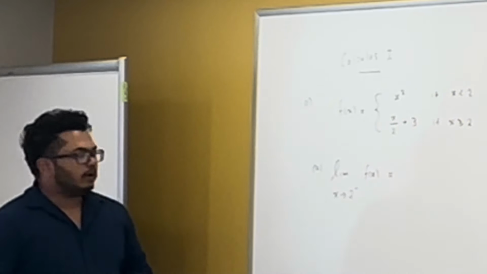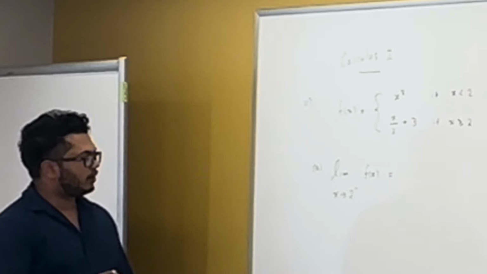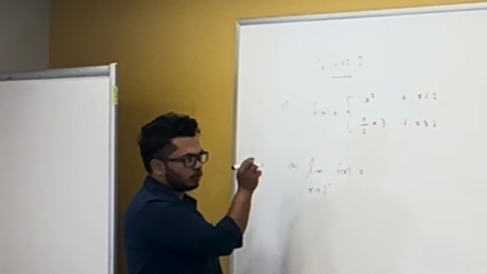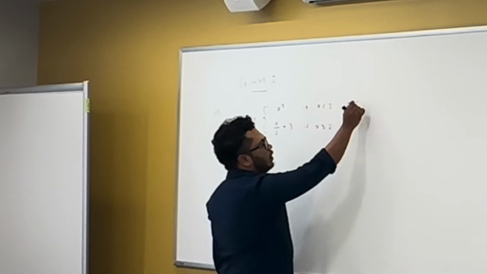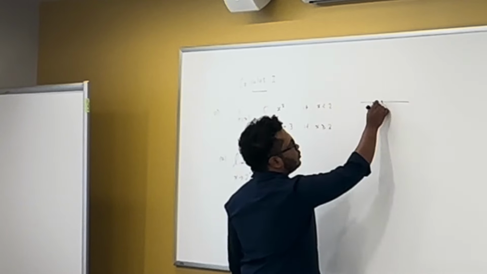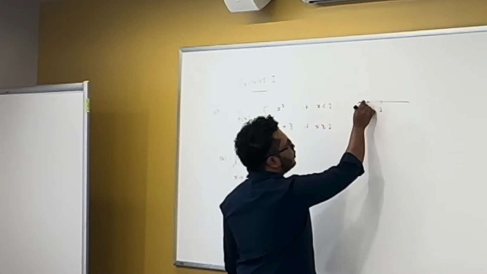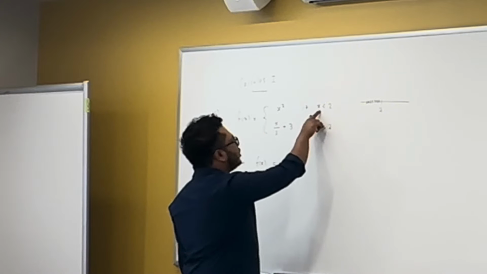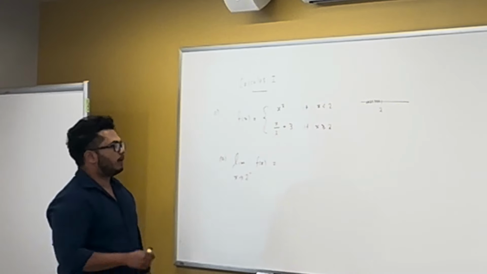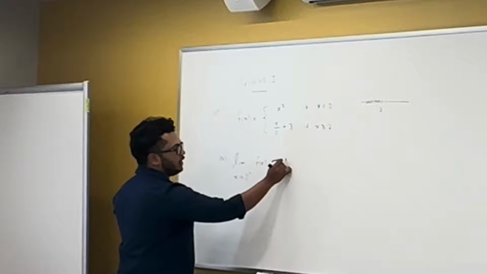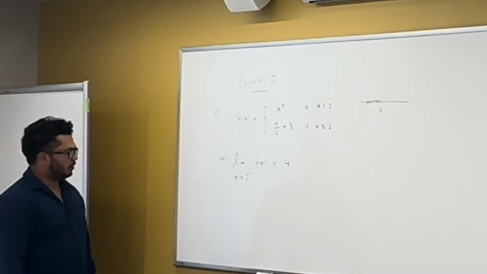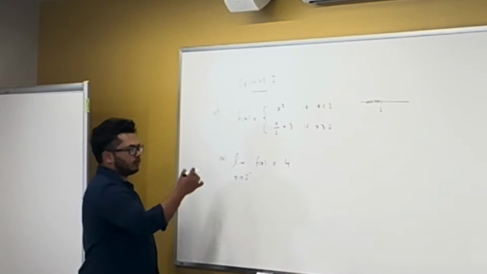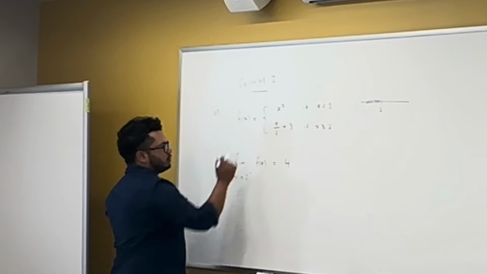I'll show you how to draw it, but when x is coming to 2 from the negative side, that means less than 2. This is your x-axis, this is your 2, and you are coming to 2 from the negative direction. That means you want to consider this function. So what happens if you plug 2 into that function? It will be 4. That's the limit of f(x) when x goes to 2 from the negative direction, because for x less than 2, this is how the function is defined.